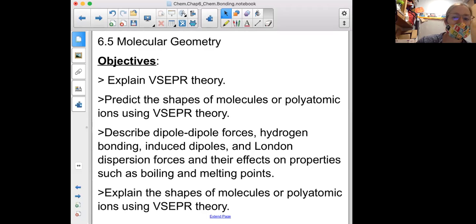Okay, this section deals with molecular geometry. I'm going to explain what VSEPR is and how it applies to shapes of molecules, and then show you a table that will help you predict the shapes. So you'll have to do some Lewis structures as well. And we'll talk about forces another day. But this is going to set you up for your activity for the next 2 days.